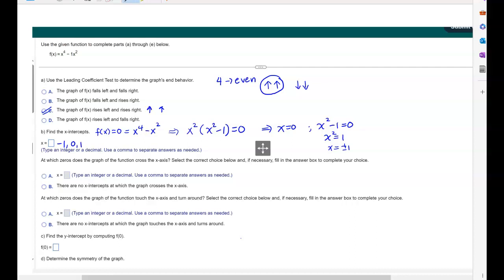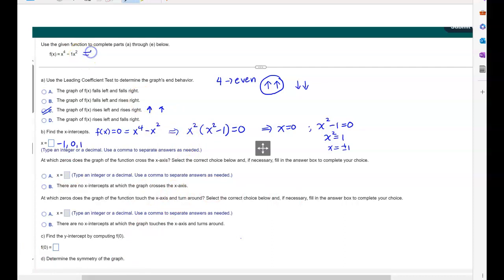So to determine whether the graph crosses the x-axis at that intercept, or will just touch the x-axis, that is determined by the multiplicity of that root. Multiplicity means the number of times that it occurs. And you can determine that if you write your polynomial in factored form. So let's write our polynomial in factored form.